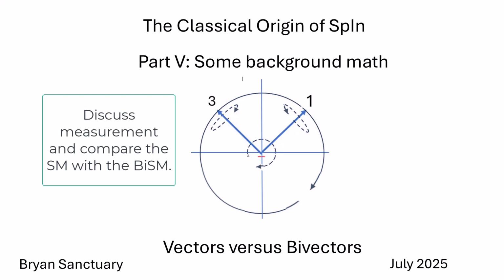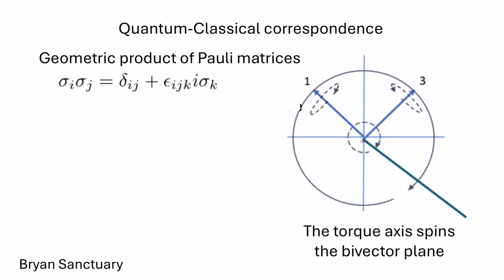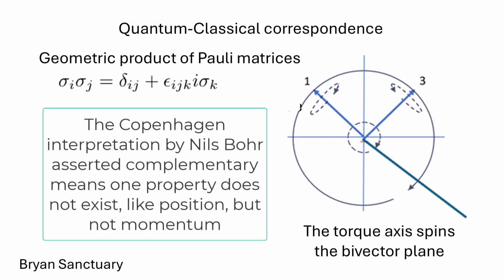A starting point and the underlying basis for much about spin lies in the geometric product of Pauli matrices. Note that the two terms are exclusive, since I cannot simultaneously be equal and not equal to J. It represents the two basic properties of nature, symmetric and antisymmetric. That complementarity was expressed by Niels Bohr in his Copenhagen Interpretation, and that one excludes the other.